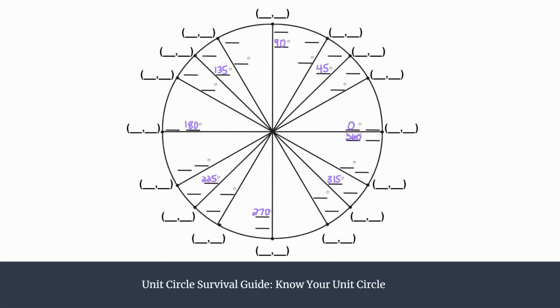So we have 0, 30, 60. Notice 90 is already filled in. It's an angle that lands with its terminal side on an axis, on the y-axis. Keep going, 120, 150, we have 180, 210, 240, we have 270, 300, 330, and we have 360. So we've got all of the degrees labeled.